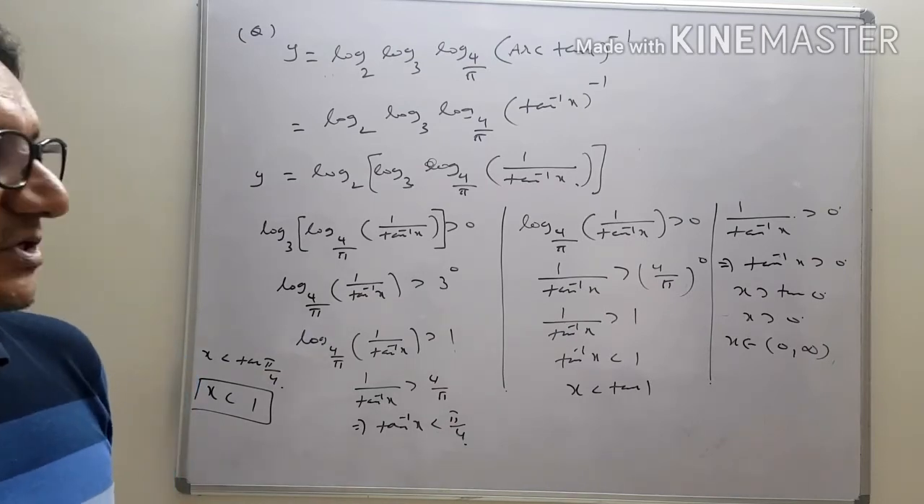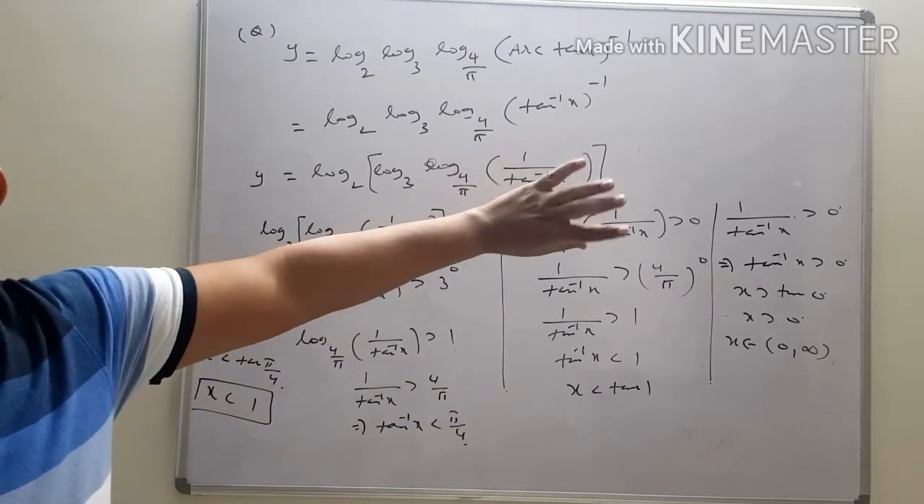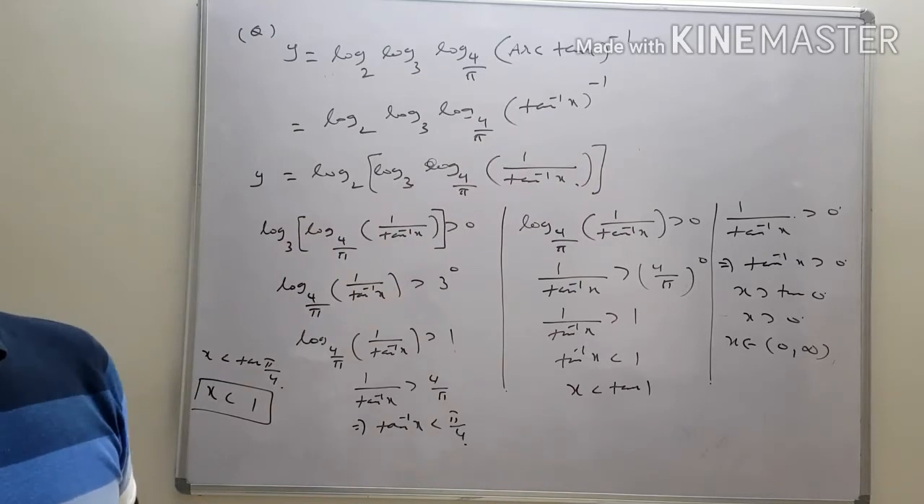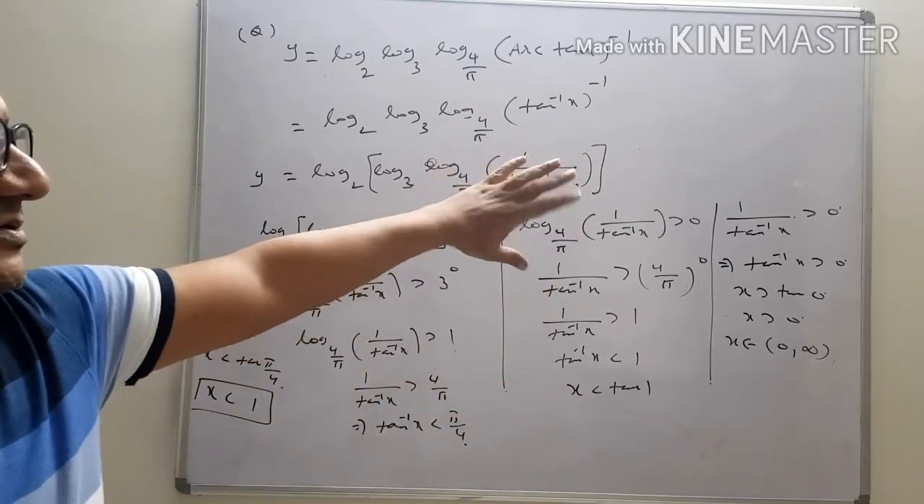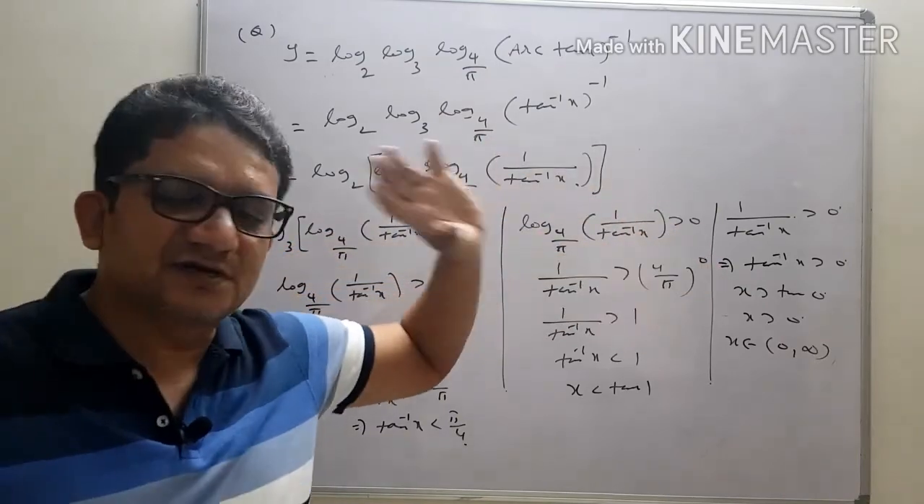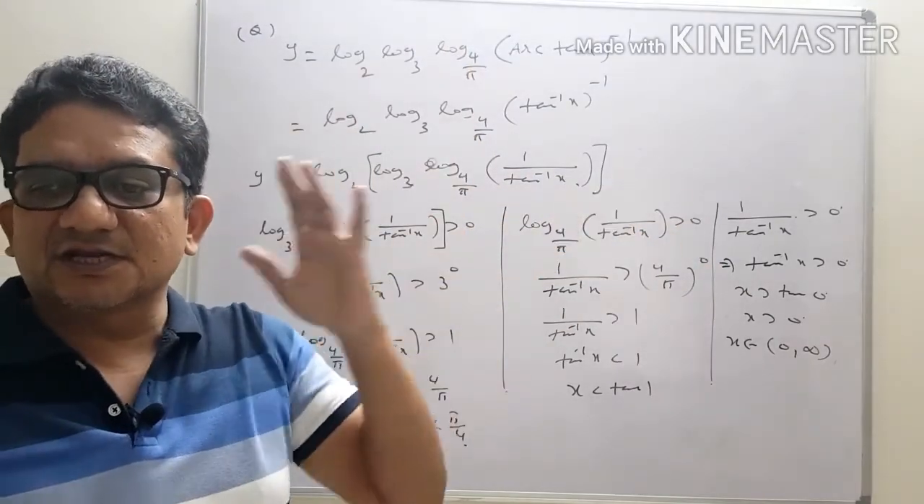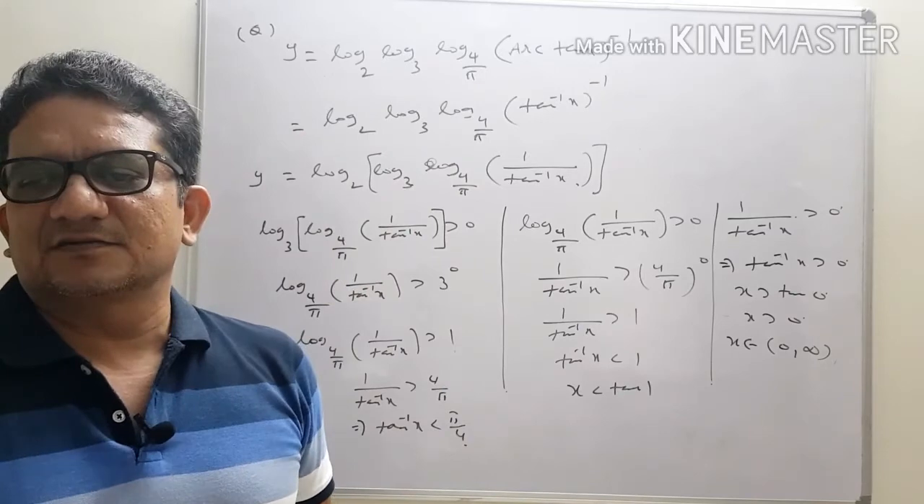Yes, sir. So, we need to think like that. Simply don't take the reverse. You are taking the reverse and changing the inequality. That's why we need to think carefully.